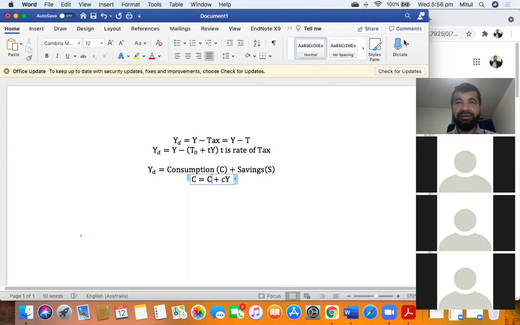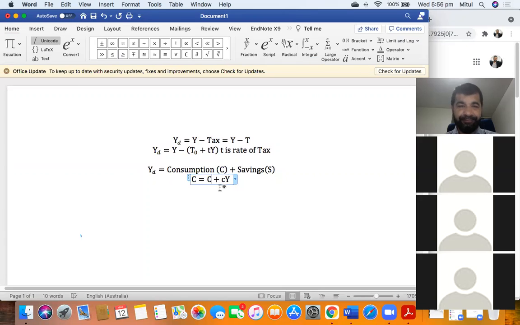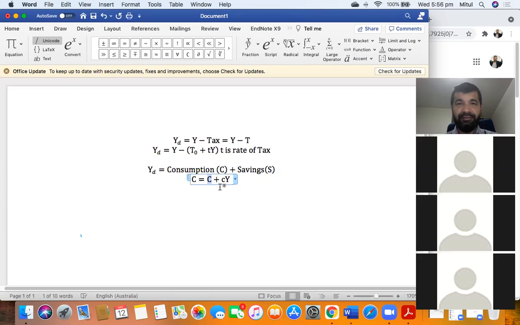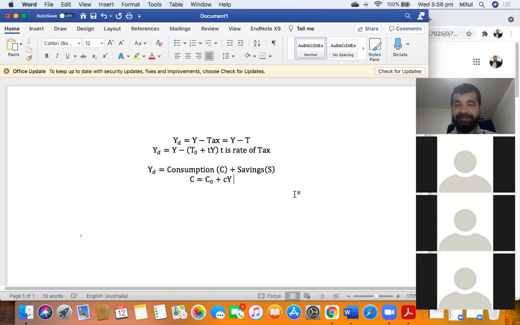Okay, here is the equation. This one will be equal to C0, and here is our cY, small c times Y. So look, there are two types of C I'm using here, one capital C and the small c. Now, I'm going to explain what these C's actually are.